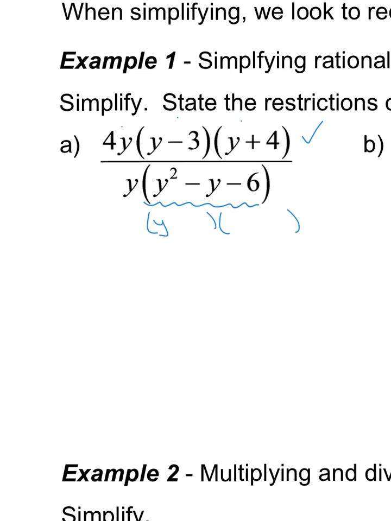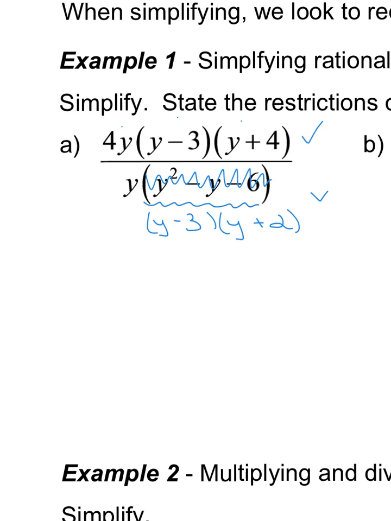Are there two factors of -6 that give us a sum of -1? Well, sure enough, -3 and +2. Because then you end up with y squared, -3y plus 2y is -y, and -3 times +2 is -6. So now we have the top completely factored and the bottom completely factored.